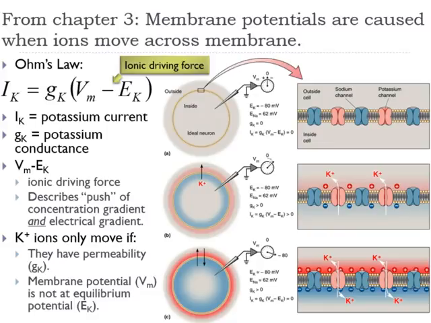Does that all make sense? We haven't done anything new really at this point. We're just setting up a situation where we've got a cell with a lot of potassium permeability, so there's good conductance to potassium, which is the G value.